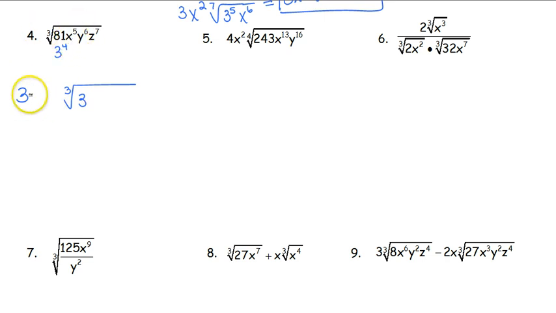X to the 5th, I can bring one group of 3 out. 5 minus 3 leaves us with 2 x's. Y to the 6th, I can bring 2 groups out, none left over. Z to the 7th, I can bring 2 groups out as well. But that's 6, which means I've got 1 z left over. And that would be my final answer.